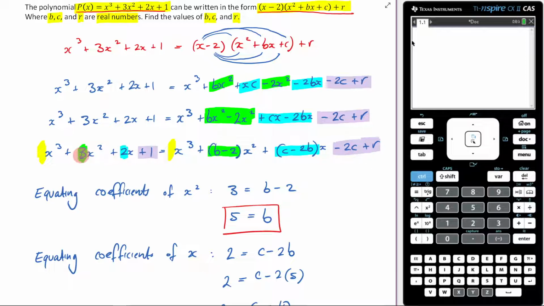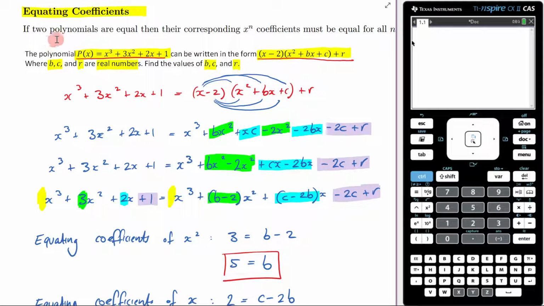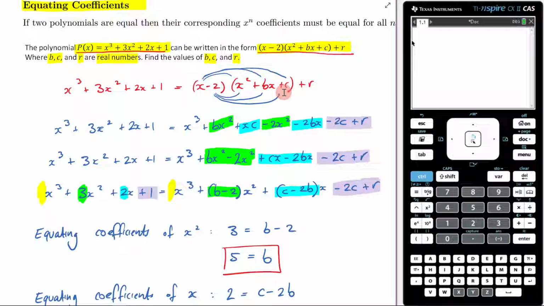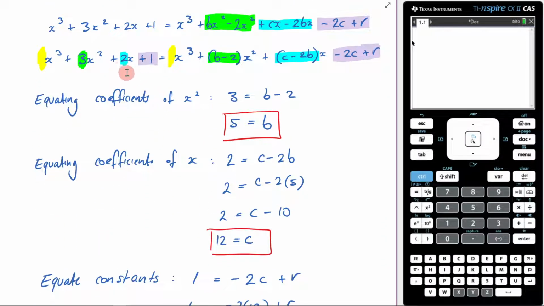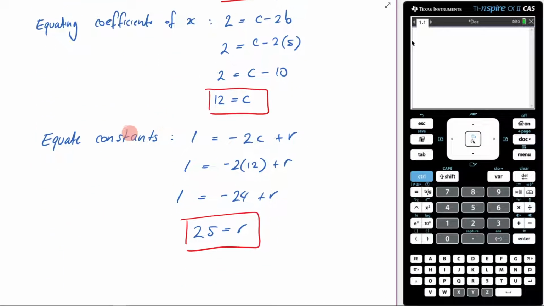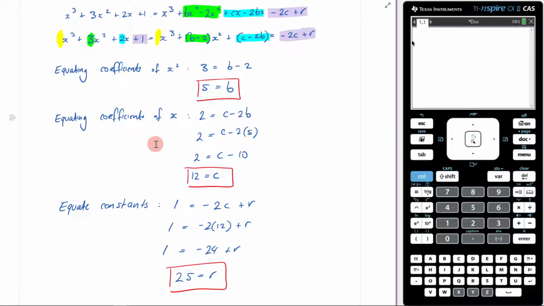We then could equate the coefficients of each of the corresponding ones. Following this, if two polynomials are equal, then the corresponding x to the power of n coefficients must be equal for all n. And that's what we did. We just equated all of the relevant coefficients and we solved. Hopefully that made sense, and hopefully you enjoyed this video.